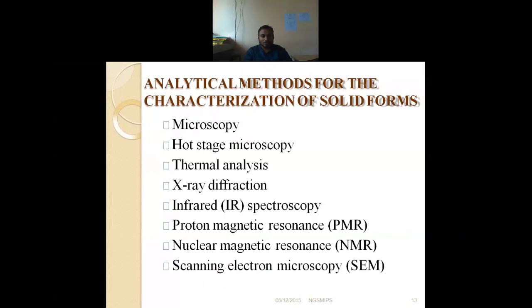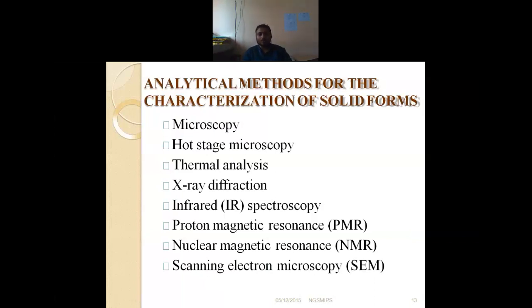So what are the analytical techniques that we can use to derive crystalline properties? The first one is microscopy. With the help of microscopy, we can see the structure of a particular substance, whether it is crystalline or amorphous. If it is crystalline, we can identify whether it is amorphous or polymorphic.